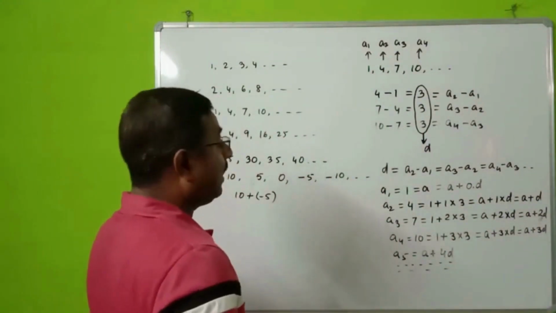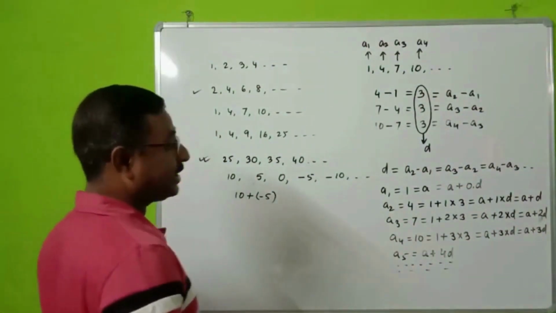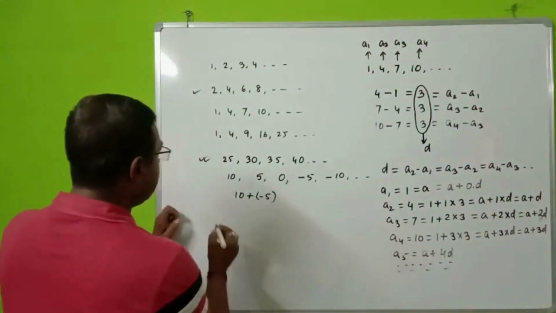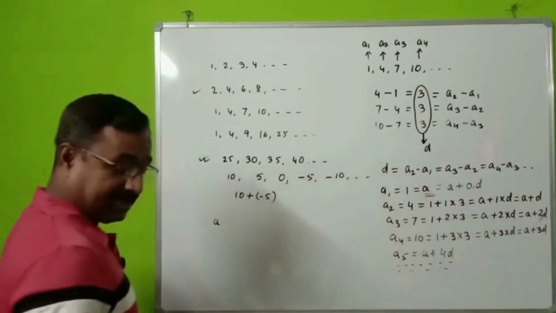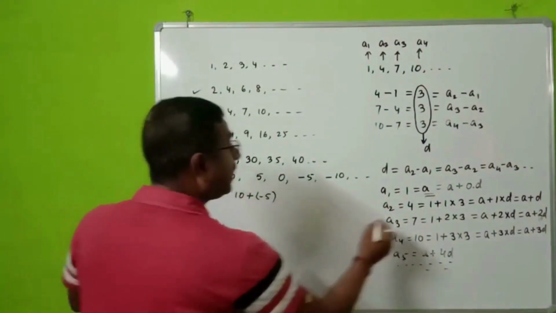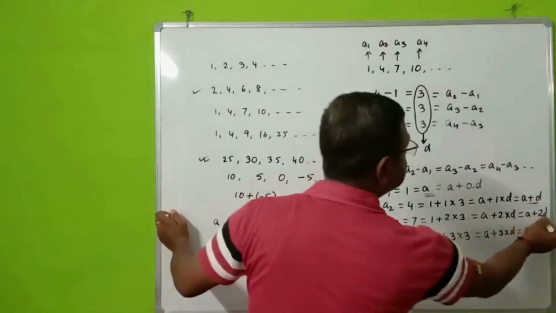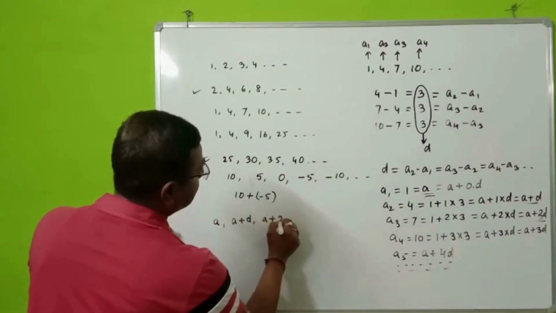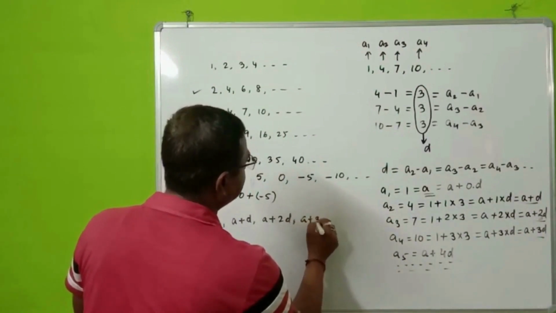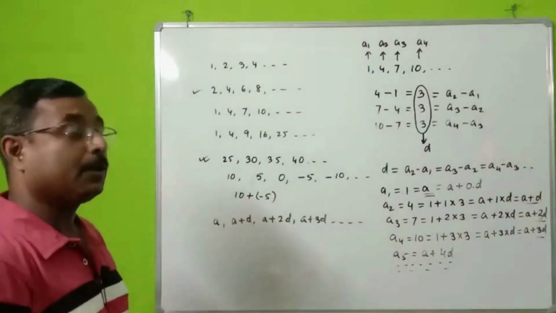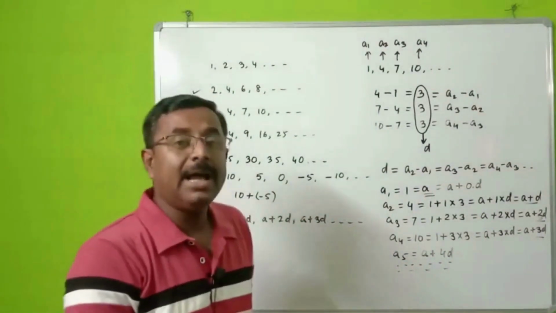Now if we generalize, what is the general form of the AP? The first term is represented by a. The second term is a plus d. The next, third term is a plus 2d. Then the next term is a plus 3d, and in that way the AP will continue. So a, a plus d, a plus 2d, a plus 3d is the general form of the arithmetic progression.